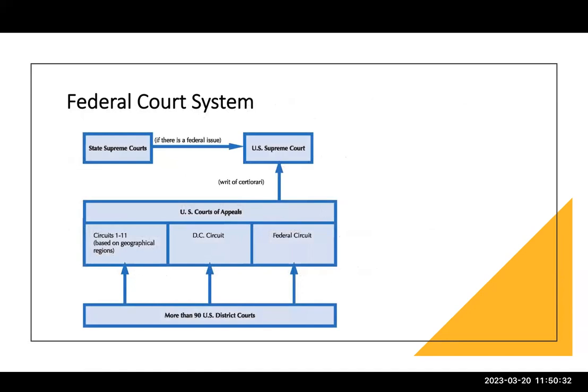The slide in front of you is a description of the federal court system, and this is simply a reproduction of Figure 5.2 at page 115 of the textbook. And again, it shows the U.S. district courts as the trial courts, the various U.S. courts of appeal, which are the intermediate courts of appeal, and the Supreme Court. The arrows show how cases move up through the various court levels.